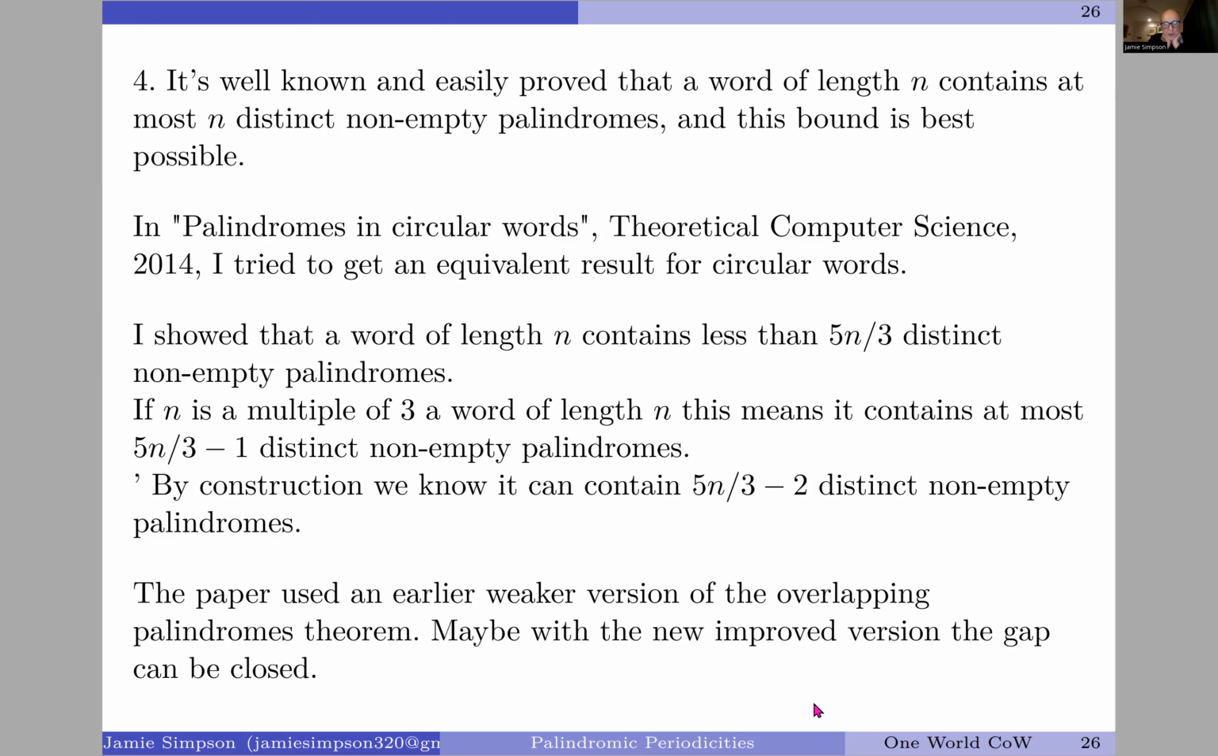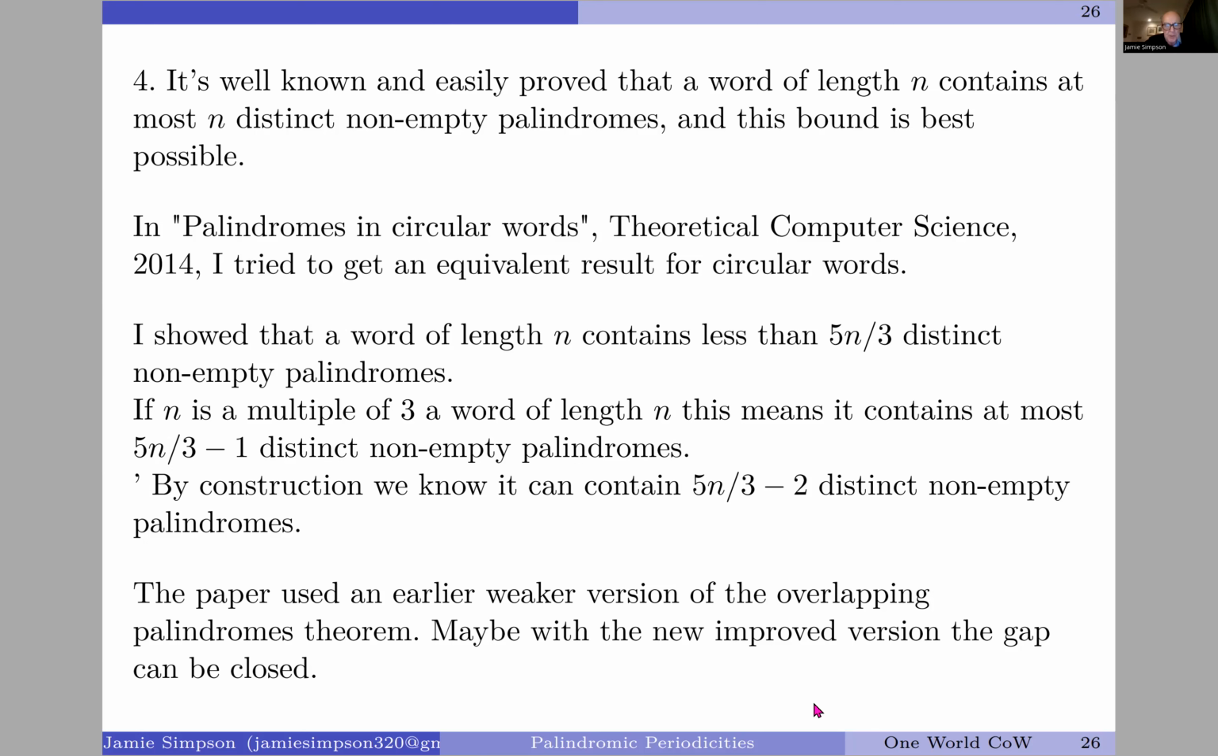By construction, I created words of length n with 5n over 3 minus 2 distinct non-empty palindromes. And I think that's the best you can do. It was from a computer search, and it turned up in a very simple way the words which produced that at length n, but nothing which was longer than that. For words whose length is not a multiple of 3, the situation is a bit more complicated. The examples I looked at didn't have a nice pattern, but maybe a nice pattern would emerge if I went to longer examples.